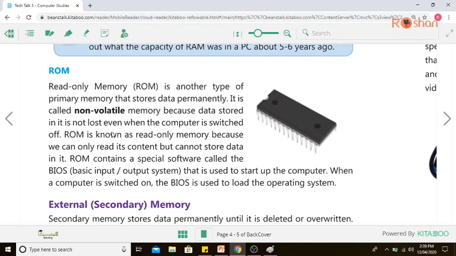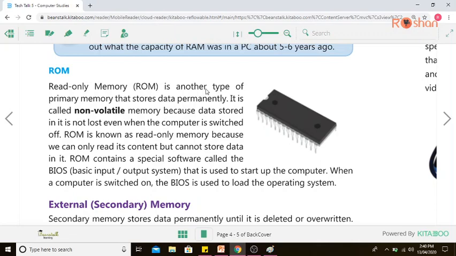Read-only memory is another type of primary memory that stores data permanently. It is non-volatile memory. It means that particular coding is stored in that chip, and that coding is never lost. Once the power is off, there is no loss. It's fixed permanently, that's why we call it non-volatile. RAM is volatile because it loses data, and ROM is non-volatile because it does not lose the data.